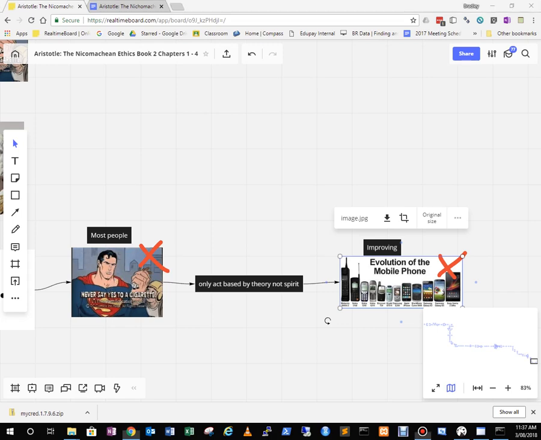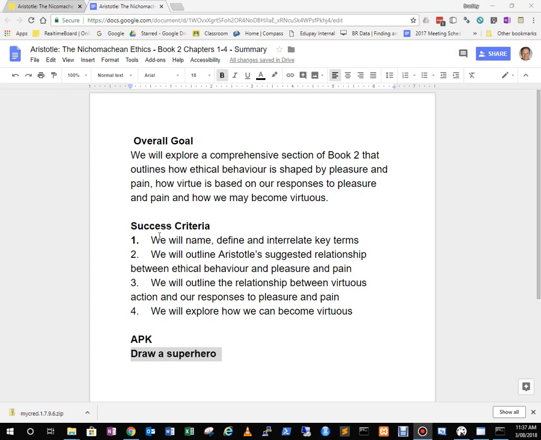Take a note. Okay, so now when we look at our success criteria, we know that we've come up with a lot of names and different definitions, and we've interrelated premises basically to come up with conclusions. We have looked at the relationship between the importance of our ethical behavior and its response to pleasure and pain. Basically, we are conditioned to behave according to pleasure and pain since birth. And it's not necessarily that pleasurable behaviors are ethical and painful behaviors are bad. That's completely wrong. It totally disagrees with Callicles in that respect.